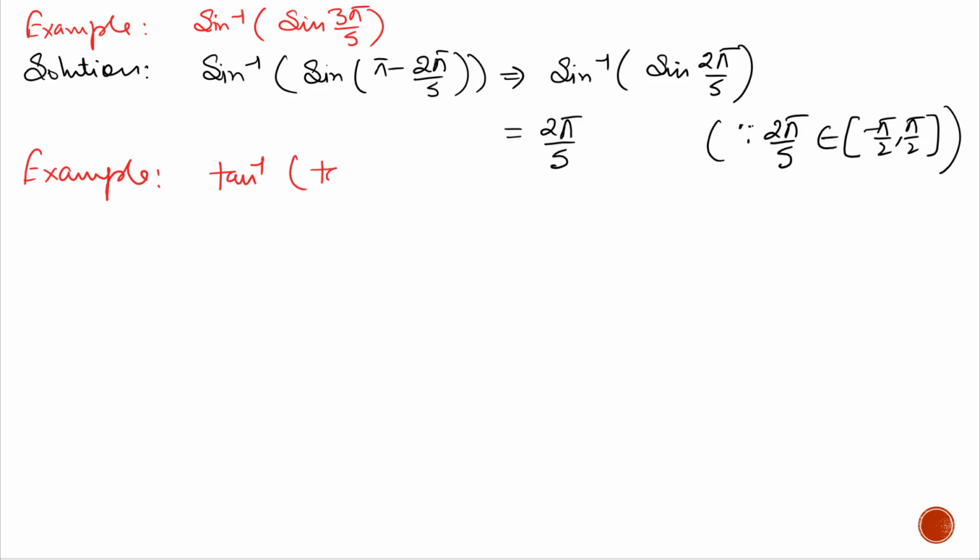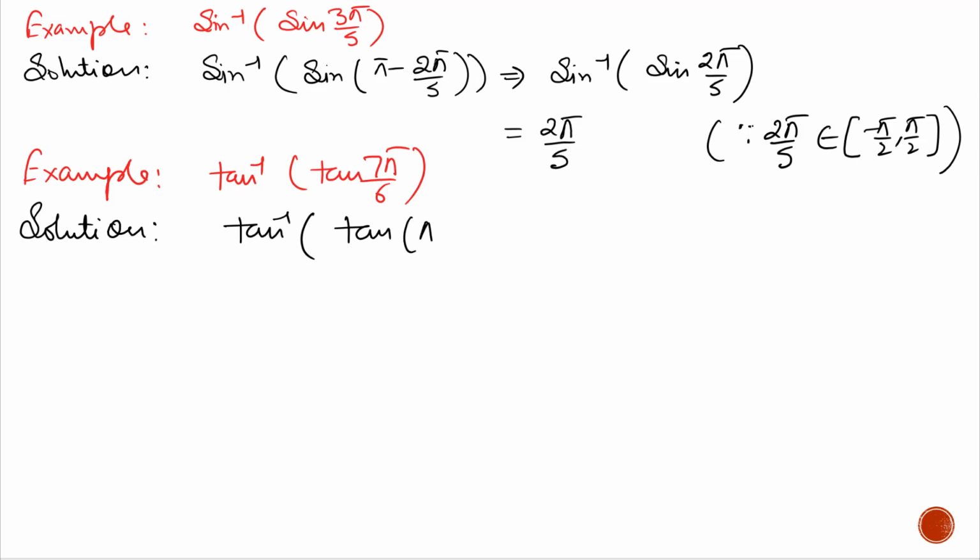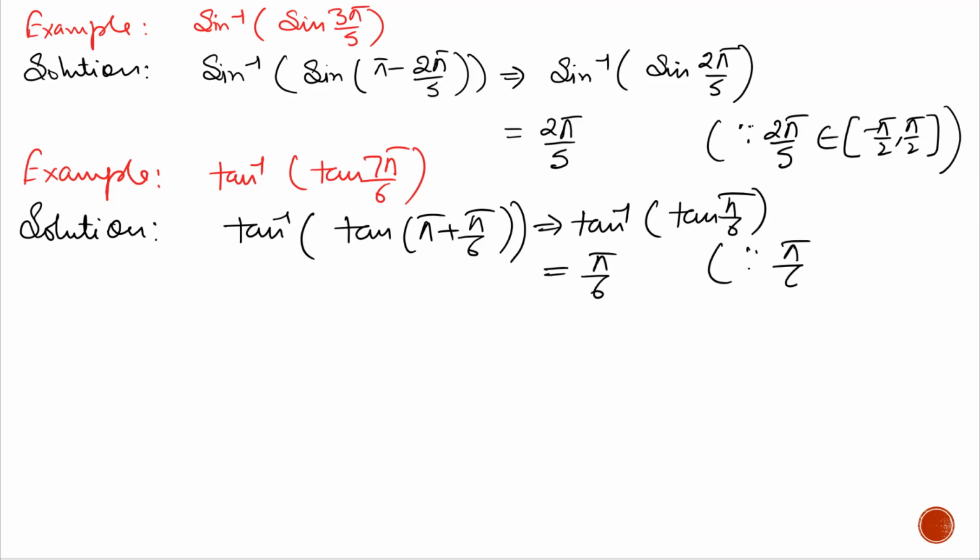Next example. Tan inverse tan 7 pi by 6. But the answer is not 7 pi by 6. We will write this again: tan inverse tan of pi plus pi by 6, which is equal to tan inverse tan pi by 6. And the answer is pi by 6. And we know that pi by 6 belongs to minus pi by 2 to pi by 2.